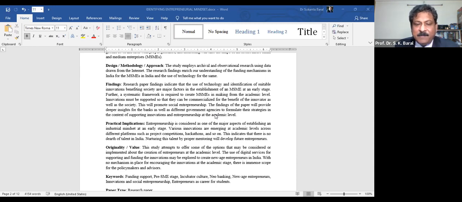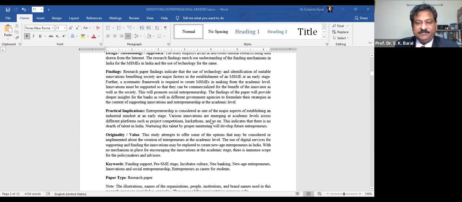What I have done, I have given some framework. I have indicated some strategies. Let the bank, let the organization follow those strategies so that innovations and entrepreneurship will be supported at the academic level. And here, practical implication I have taken. What is the practical implication?